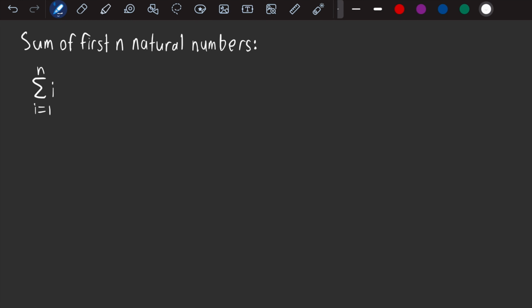So what I want to consider is the partial sum, so the sum of the first n terms in this series. Let's let that be denoted by S sub n. It's going to be 1 plus 2 plus 3 plus dot dot dot plus n minus 2 plus n minus 1 plus n.